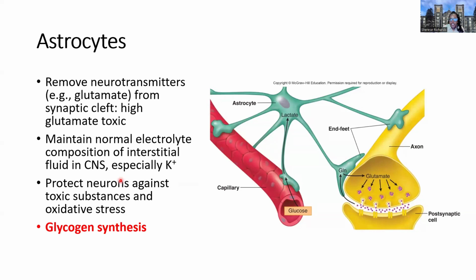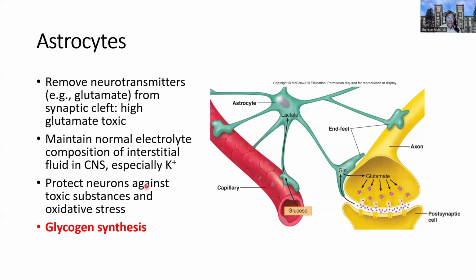Okay, another function here, removing neurotransmitters. If there's excess neurotransmitter at the synaptic cleft, astrocytes can help to clear that away from the junction as well, especially glutamate. Glutamate can be highly toxic because it is stimulatory. So it can actually result in spasms, right? Continual contractions, just overall overexcitation. And so the astrocyte can help to clear excess glutamate.